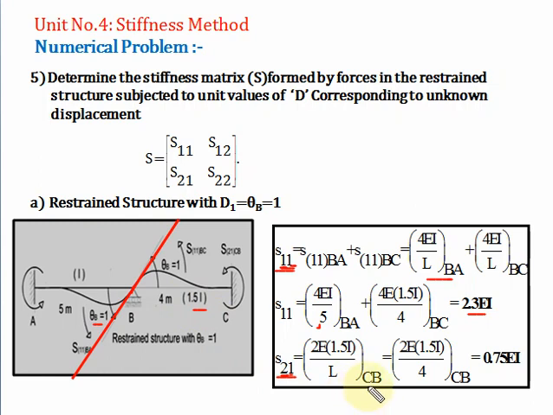Now it is half of that, that is 2E upon L. So 2E into the value of I, 1.5 I, upon L, for CB. If you solve this, we will get the value 0.75 EI. Okay, so this is for theta B equal to 1. After this, now the next step.